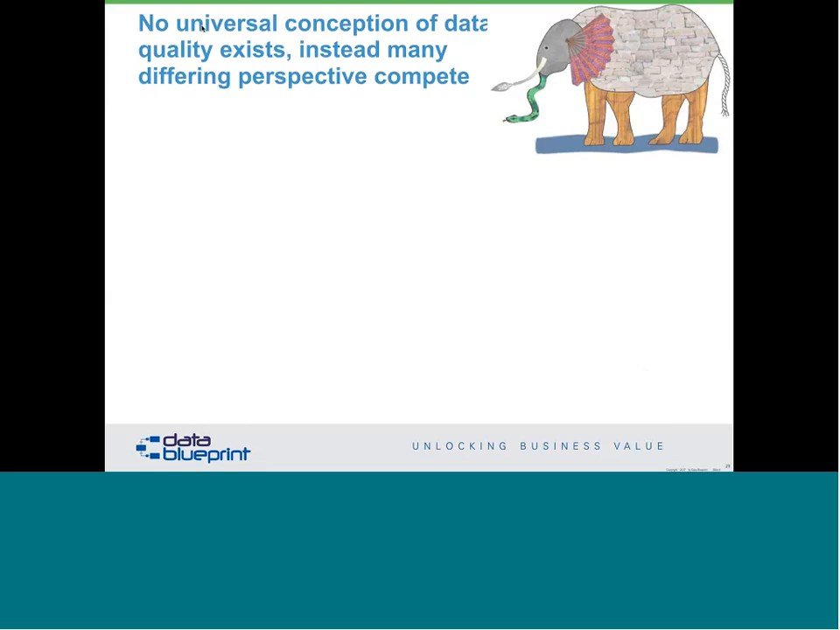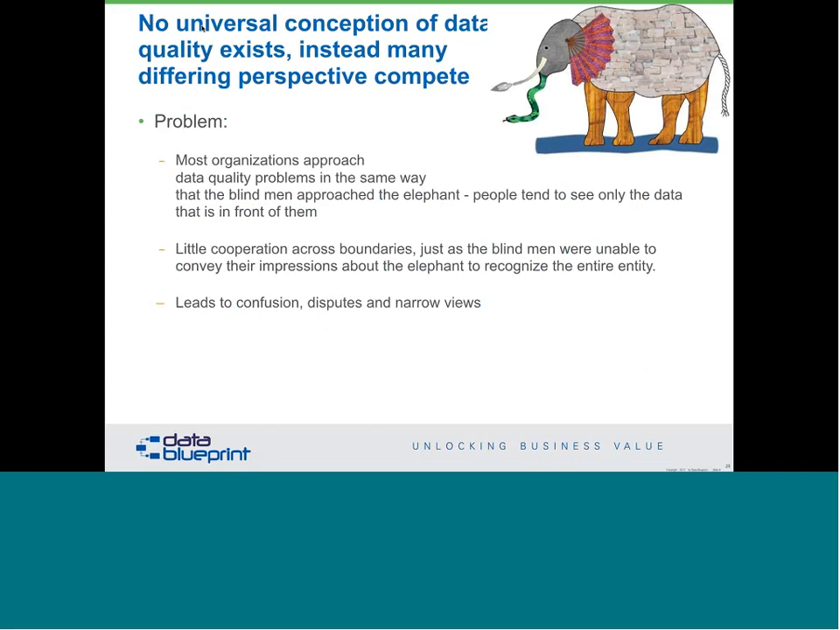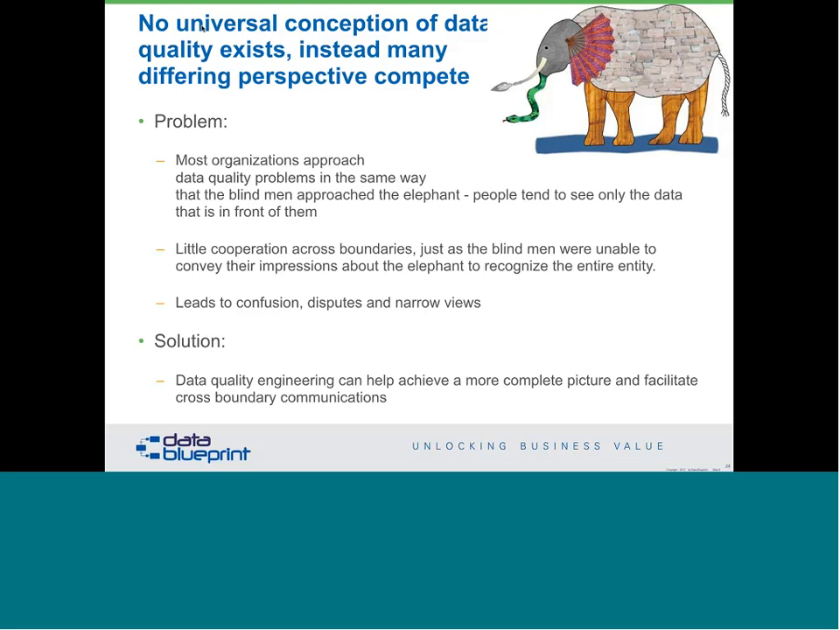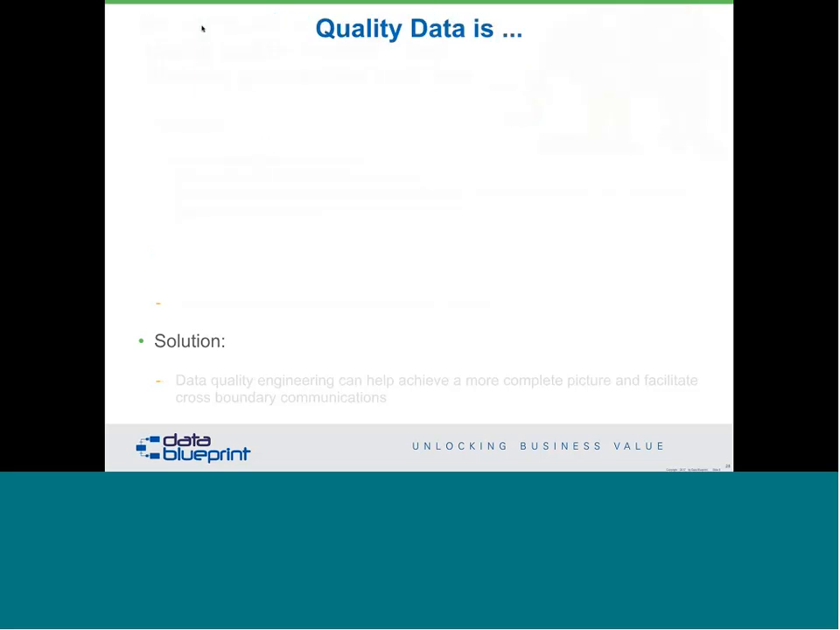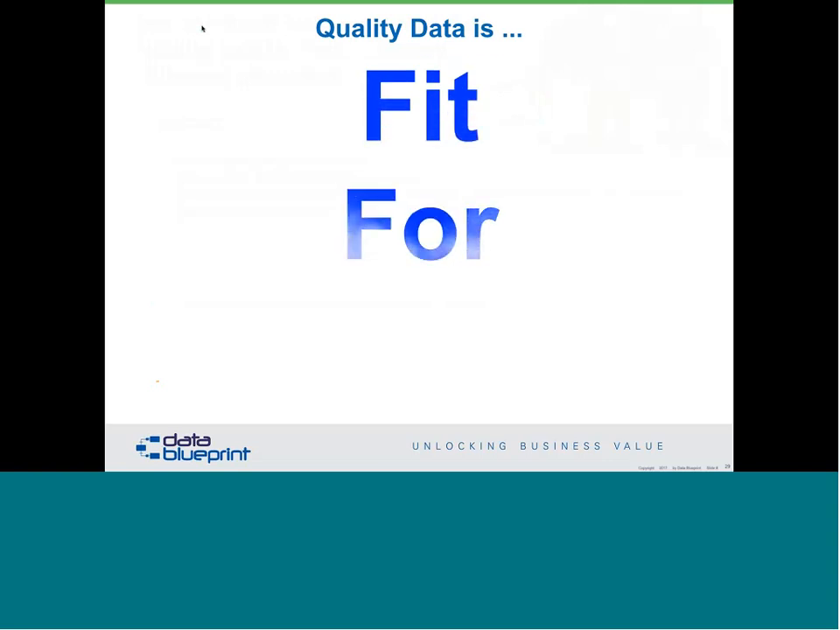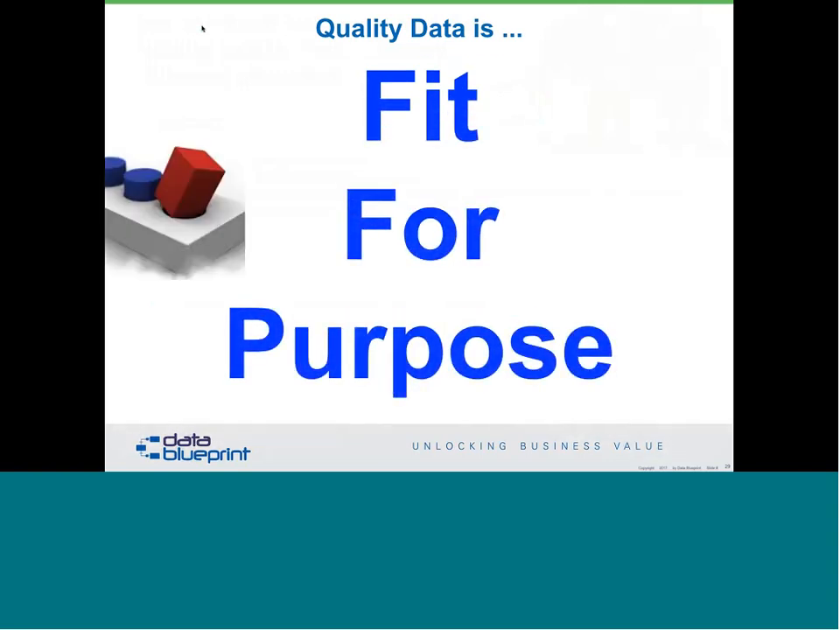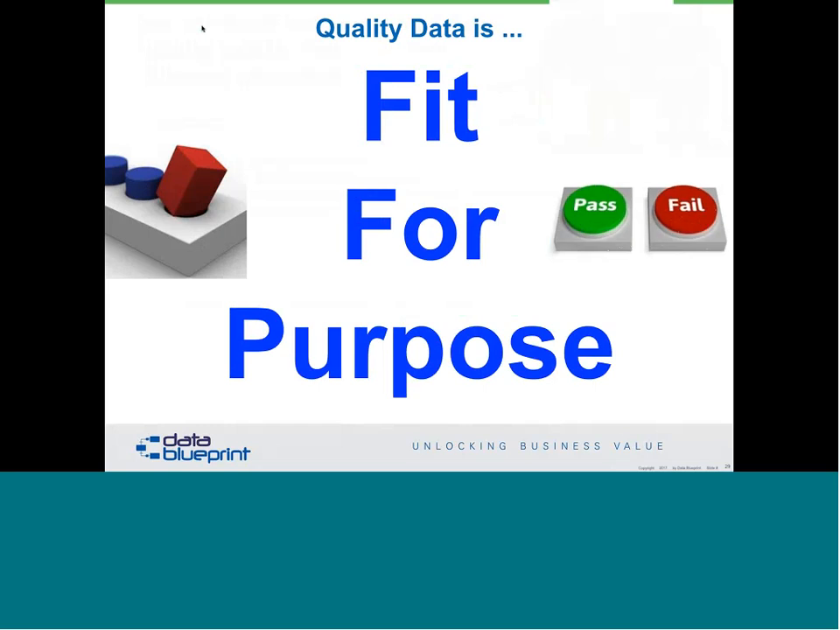Well, it does look different ways to different people, because most organizations approach data quality in the same way that blind people approach the elephant. They tend to see only what's in front of them. This leads to confusion, which means our data quality engineering solution is required to help develop a more complete picture and facilitate cross-boundary perspectives on this. Again, our definition for quality data: data that is fit for purpose. Make it very simple. Let's make sure everybody understands that some things are meant to do some things. That red peg is not going to fit into that particular hole, which means we can objectively say that that data either passes or fails for the fit for purpose that we're trying to get it to work.